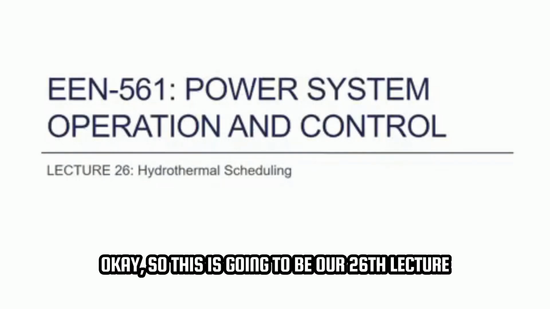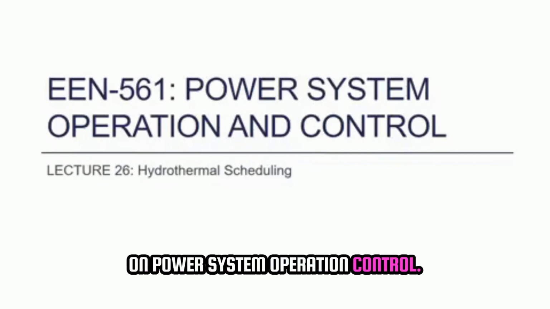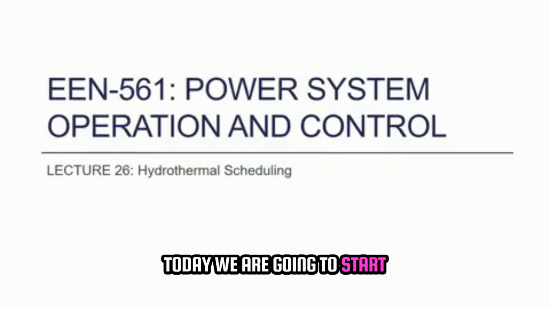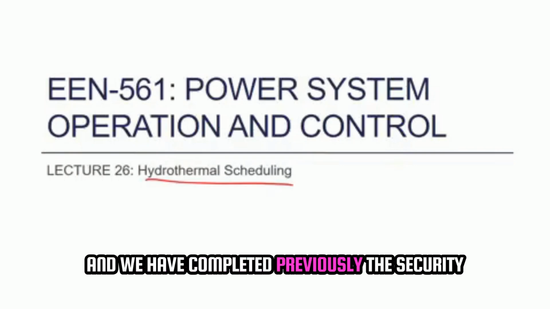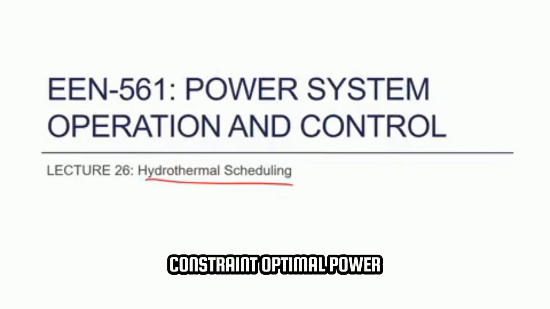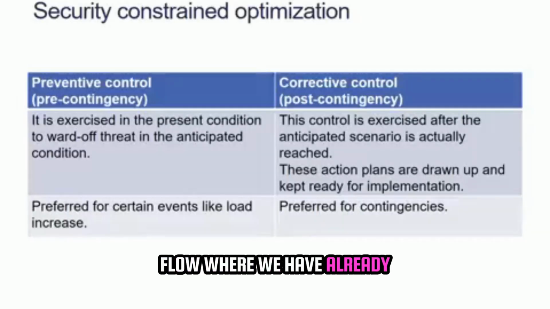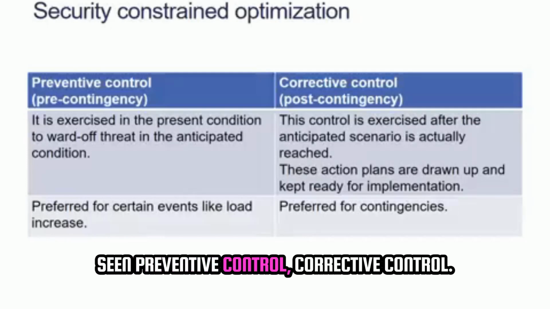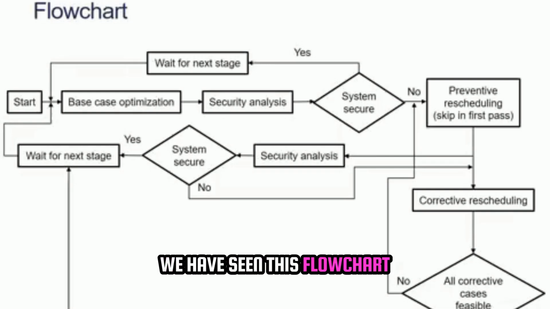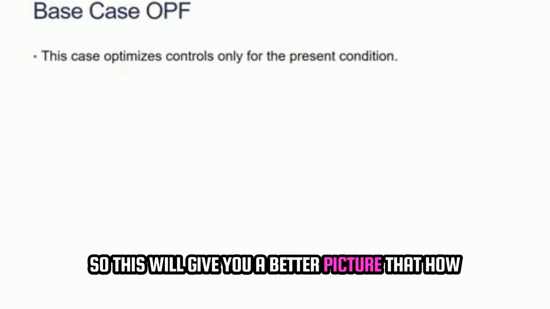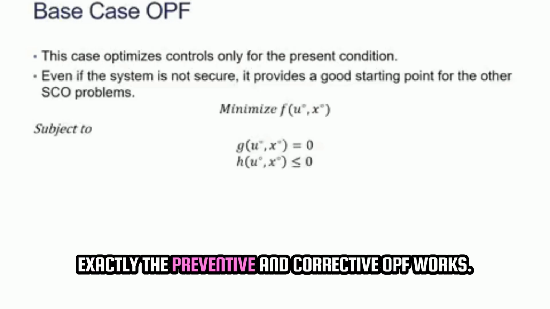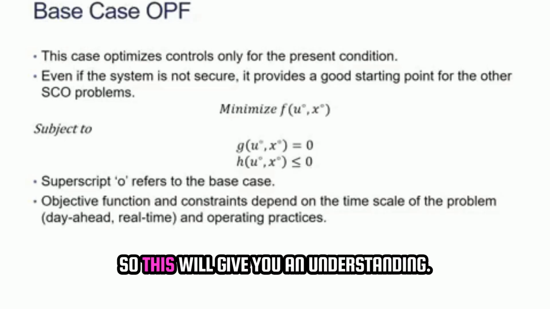Okay, so this is going to be our 26th lecture on power system operation and control. Today, we are going to start the new topic, that is hydrothermal scheduling, and we have completed previously the security constraint optimal power flow, where we have already seen preventive control, corrective control. We have seen this flow chart, and today in the tutorial will be solving one numerical on this. So this will give you a better picture of how exactly the preventive and corrective OPF works. So this will give you an understanding.